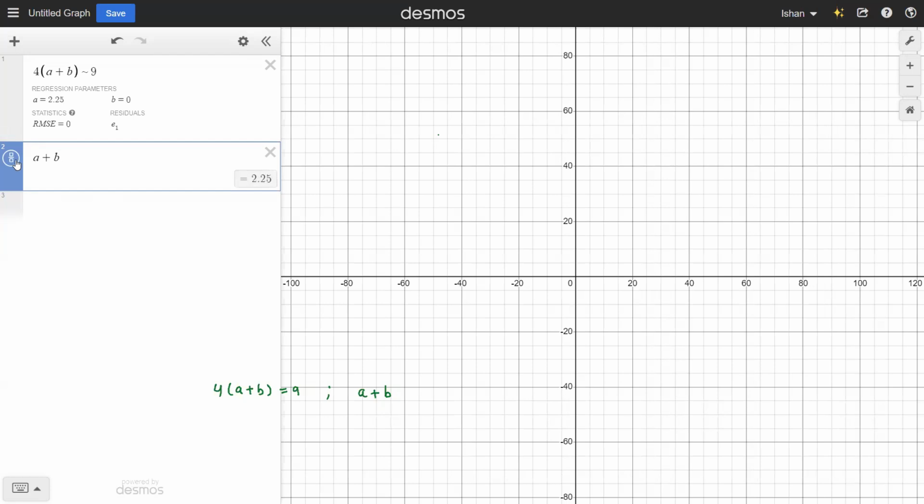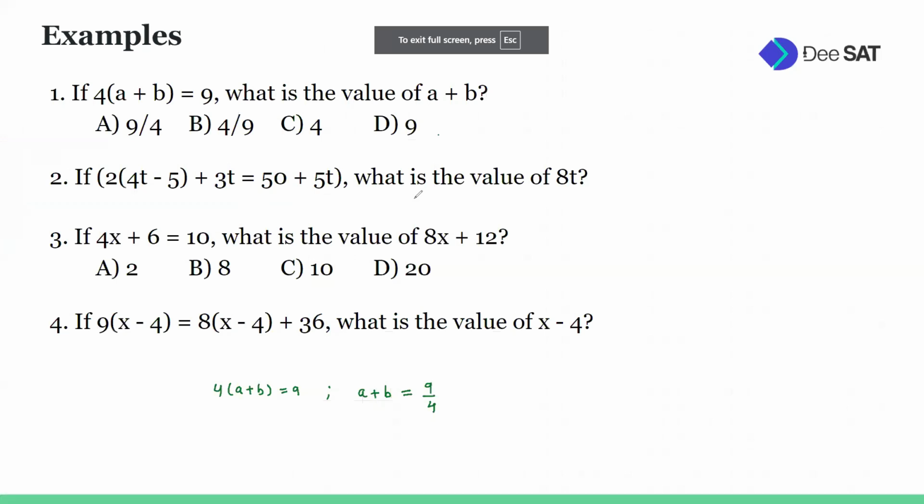I'll click on this particular sign for the fraction value, that is 9 by 4. So I can say the value of a plus b is 9 by 4. I can easily see that 9 by 4, option number A, is the correct answer. Let's move forward to the second question.